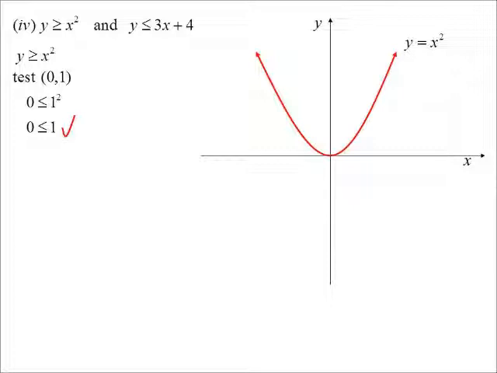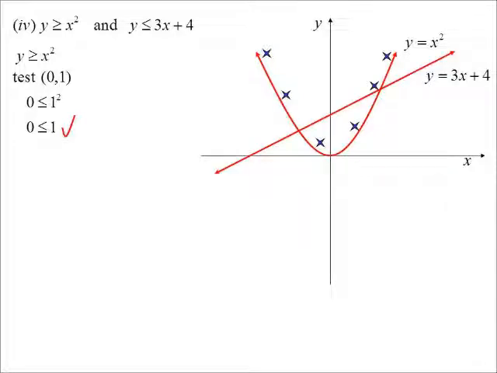Now, what do we got? 0 is less than or equal to 1. Yes, it is. So that's telling me I'm on the inside. You notice I've just marked some crosses on the inside of the parabola to say, okay, I'm inside the parabola. Not going to shade it yet. Then I'll do my line.